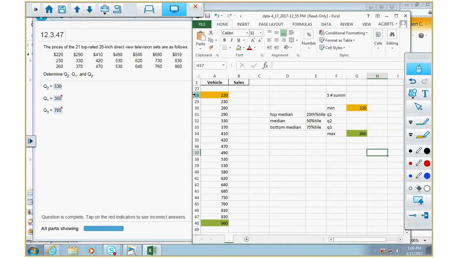Let's count how many we got. 1, 2, 3, 4, 5, 6, 7, 8, 9, 10, 11, 12, 13, 14, 15, 16, 17, 18, 19, 20, 21, so it's odd, right? Right, Hubert. So go to number 11.